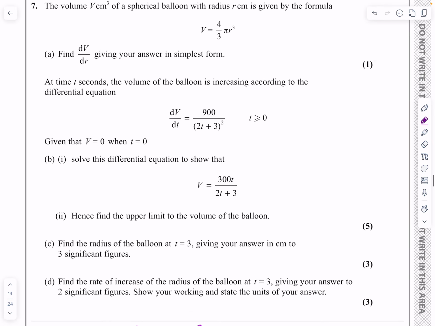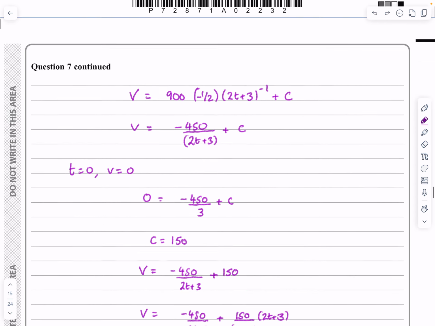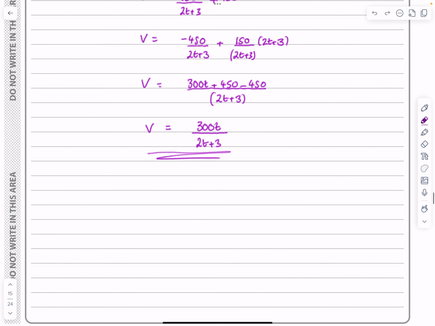Let's go back and look at the next question. So hence find the upper limit to the volume of the balloon. So we can say that we can do B part 1. You do B part 2 here. Actually, it's going to be part of the 5 marks, to try and find the upper limit. So what we're saying here then, B part 2, to find the upper limit, what I'm going to say is t is going to become very big.